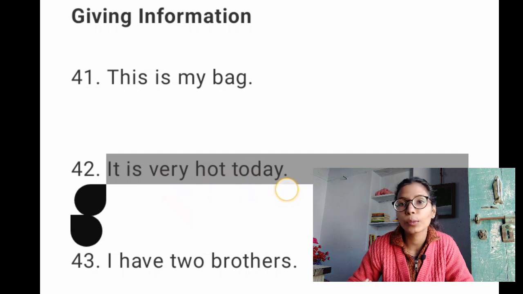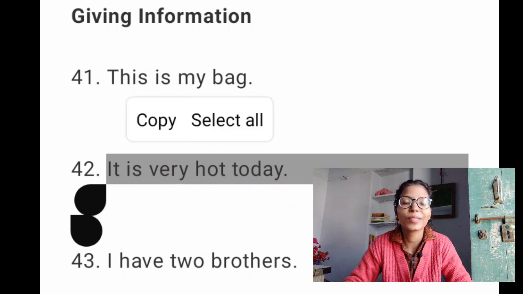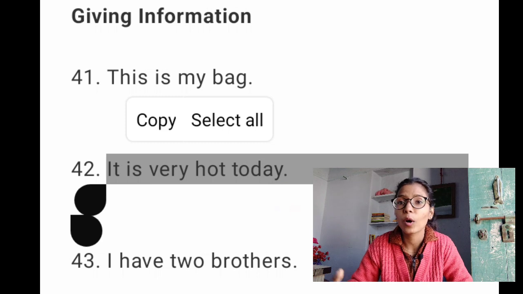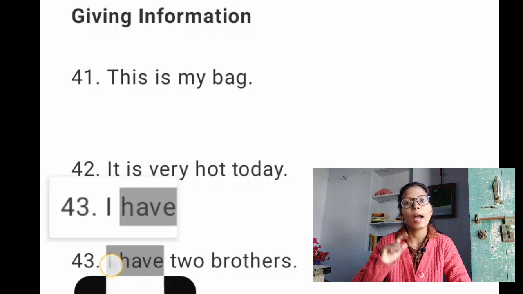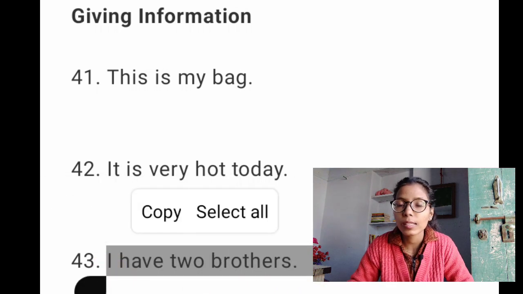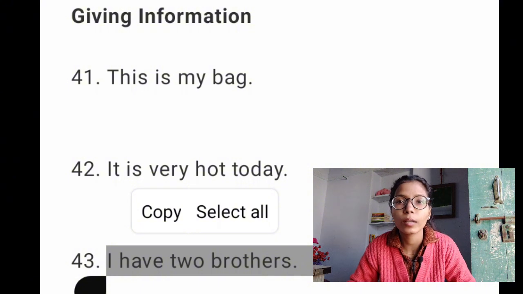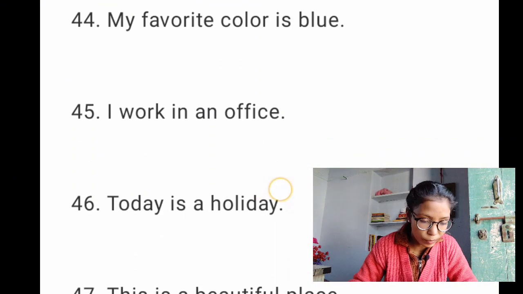Next. It is very hot today. No, no, no. It's very cold today. It's very hot today. इसका मतलब कि आज बहुत गर्मी है. It's very cold today. आज बहुत सर्दी है. I have two brothers. I have two sisters. I have one sister. I have one brother-in-law. I have one sister-in-law. This is how you can make sentences.